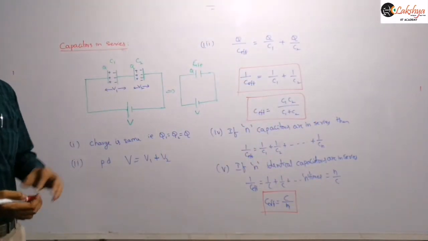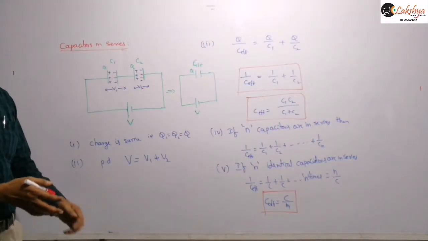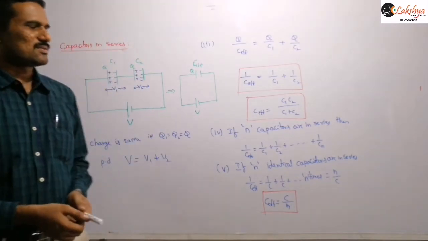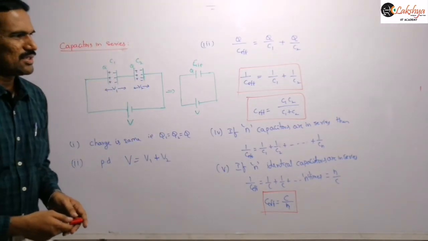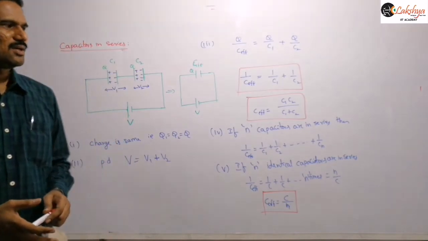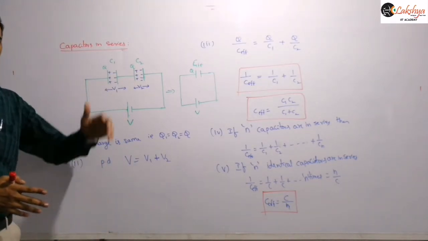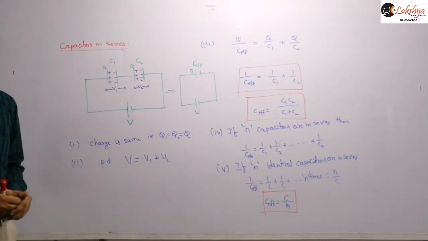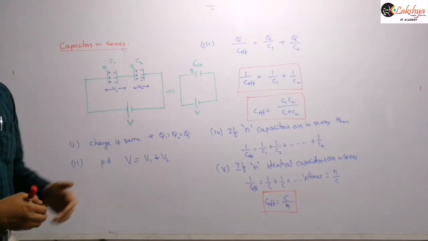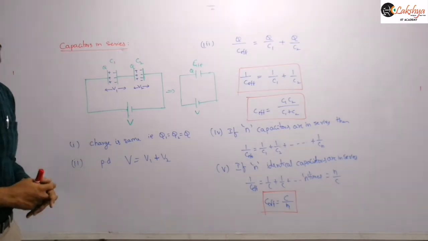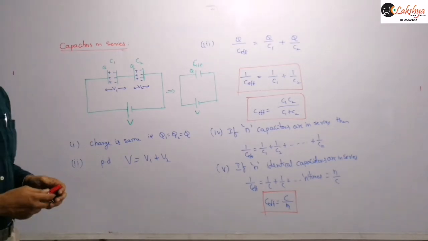So that is for the two capacitors, we can express it like this, and for n identical capacitors we get this expression: C by n, if n capacitors are connected in series. Now we can observe that when n capacitors are connected in series, the capacitance will decrease. It will be less than the least value among the capacitors when they are connected in series.